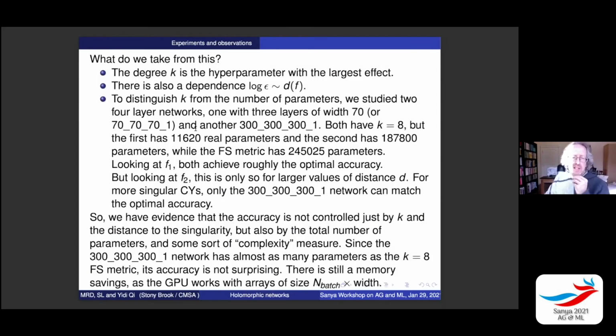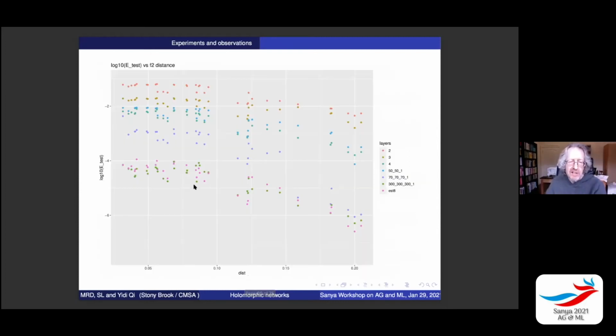And now here's the comparison that I just pointed out. So this 70-width network only has about 11,000 parameters. The 300 width network has 187,000 parameters, and the Fubini-Study metric has only 245,000 parameters. So that second network has fewer, but not that many fewer parameters than the full set. And it does seem that you needed that to solve the problem for these more singular Calabi-Yaus to the same accuracy. So here's some evidence that it's not just controlled by K.